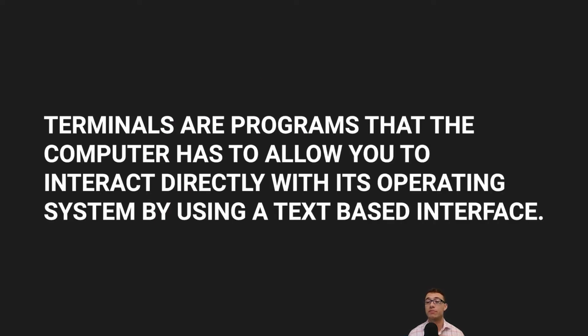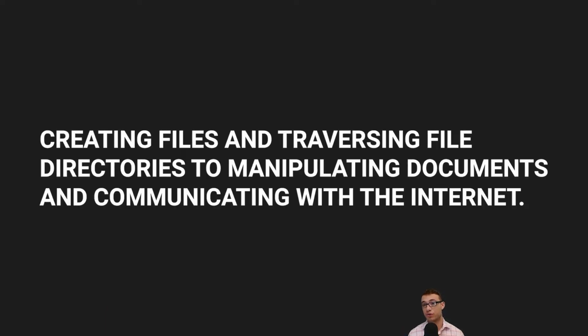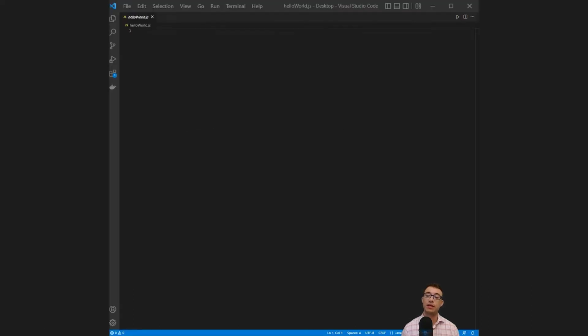Terminals are programs that the computer has to allow you to interact directly with its operating system by using a text-based interface. That means you can write pseudo words into a window, and the computer will do things for you based on what you've written. The terminal, however, can only understand certain words or commands, but it can do some pretty awesome things for you, which range from creating files and traversing file directories to manipulating documents and communicating with the internet. In this video, we will only go over the commands that you will need to know in this video series.